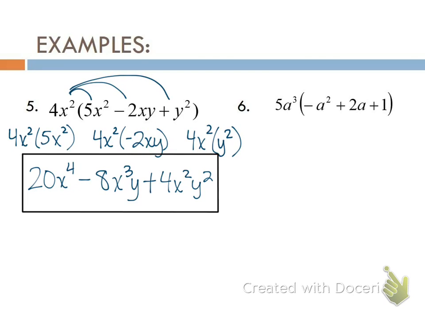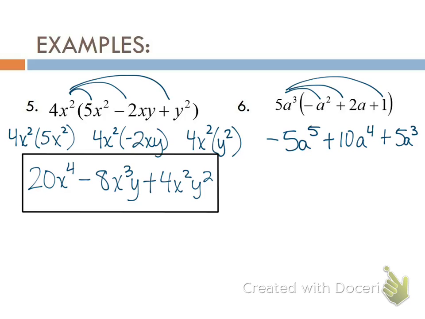All right, can anybody tell me what they got for 6 that I have not heard from yet today? Dominic? Negative 5a to the 5th plus 10a to the 4th plus 5a cubed. Very good. Okay, when we distribute, that is what we should have gotten. Do we have questions about how Dominic got there? No questions on 6? We all agreed? Ready to move on to the next slide?